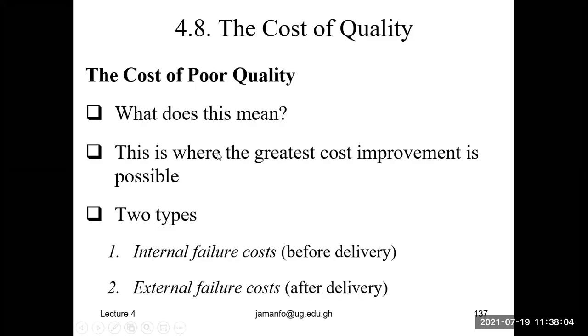What is the cost of poor quality? What does it mean? This is where the greatest cost improvement is possible. Two types: internal failure costs, so the costs that we incur as a result of the product failure occurring before delivery. In fact, we even prefer this one to external failure costs. Why do you think we should prefer the internal failure cost to external failure cost?